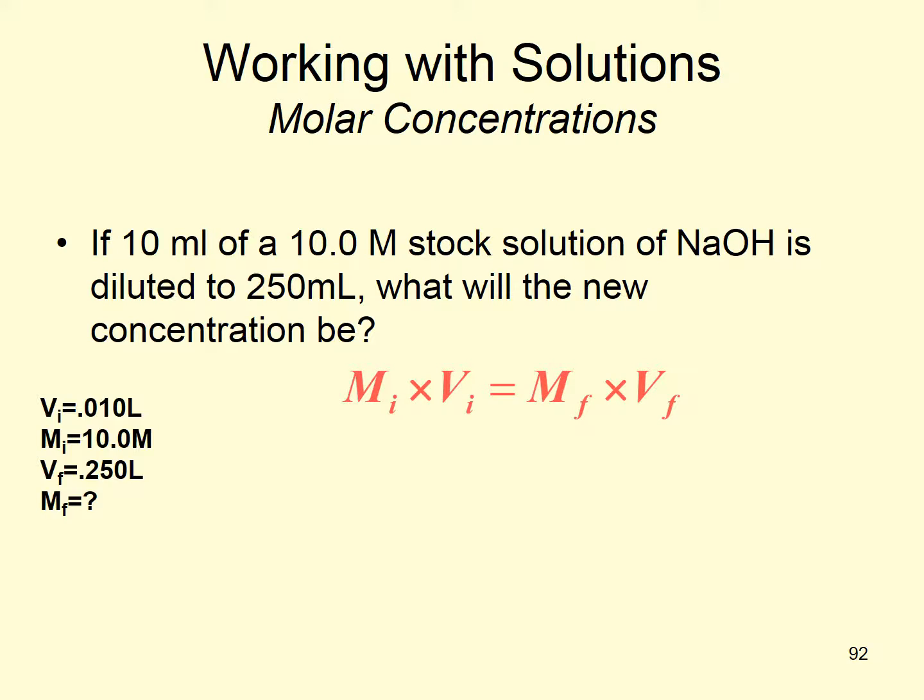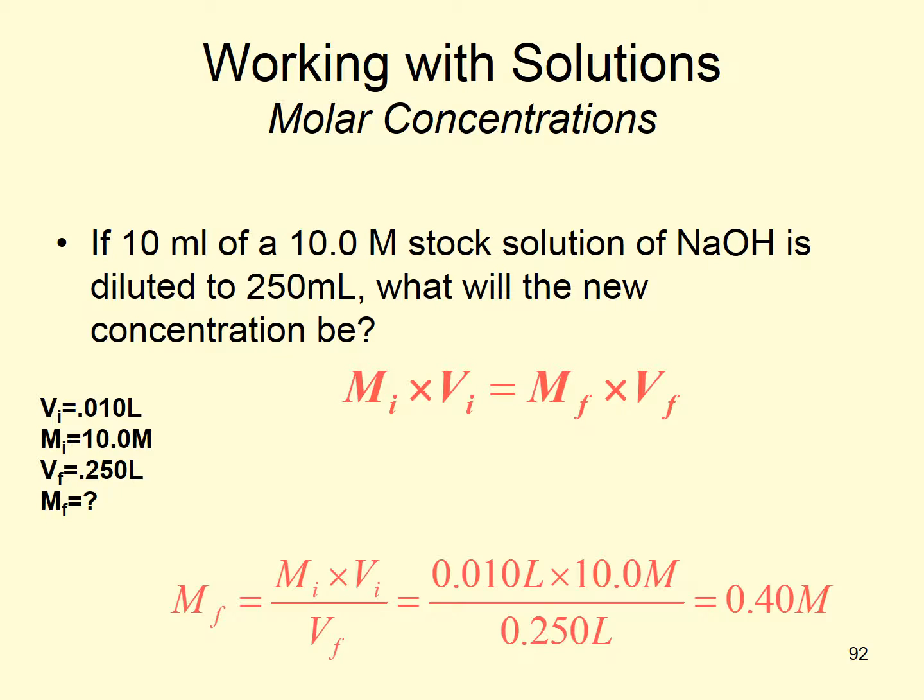All right, there's our equation. There's our initial volume, our initial concentration, our final volume, and our final concentration is what we're looking for. So if we rearrange and solve for M_f, we get 0.4 molar. Okay, so I hope these equations are pretty straightforward. I hope the main thing is to make sure your units are the same on both sides, and that you put the correct volume and concentration on the same side.